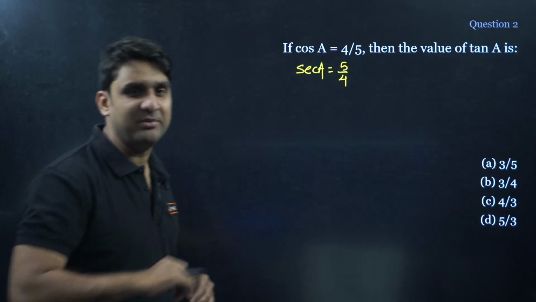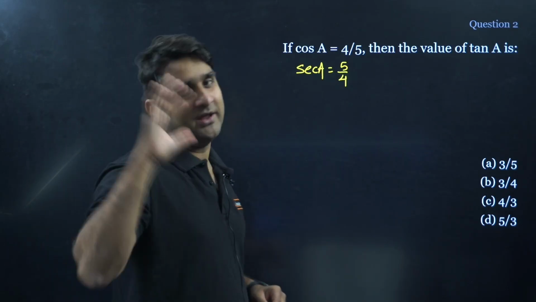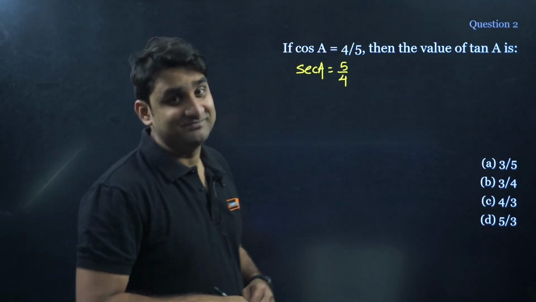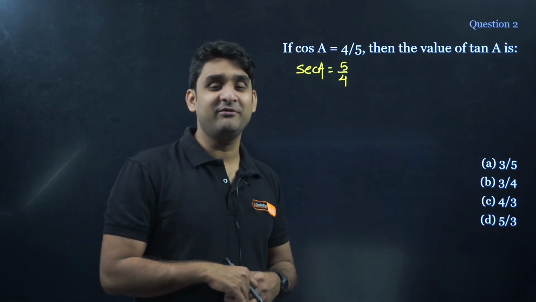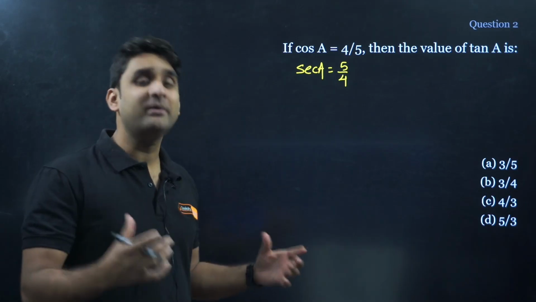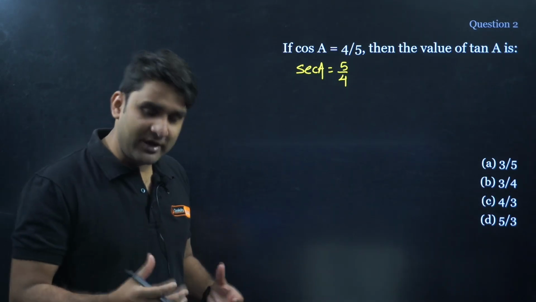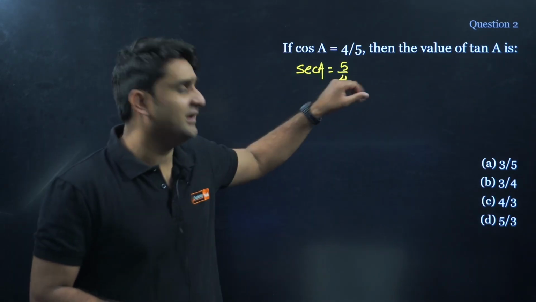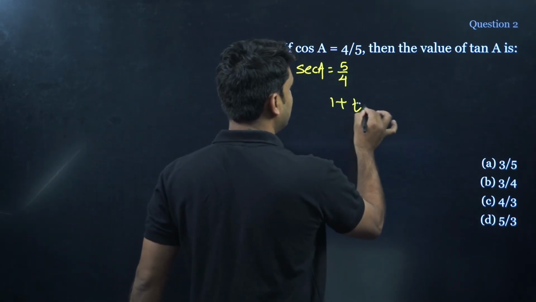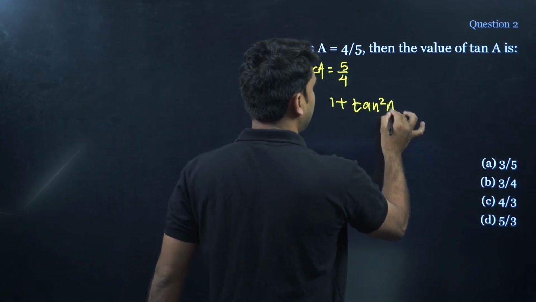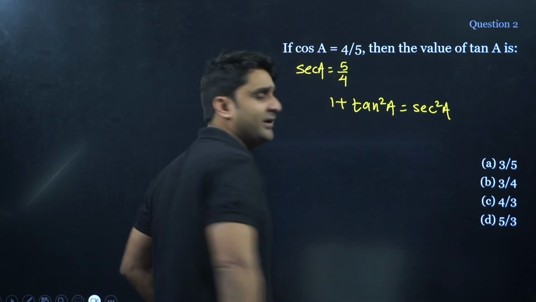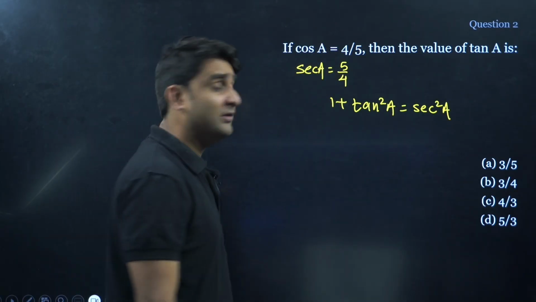Now my dear champions, if you have sec A as 5 by 4 and we are looking for tan A, is there any relation between both? So the answer is yes, sir, there is a relation. We have a special identity which relates tan and sec. So my dear, if you remember, we have this identity: 1 plus tan square A is equal to sec square A. And what are we looking for? We are looking for tan A only.